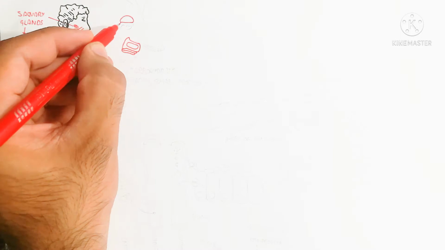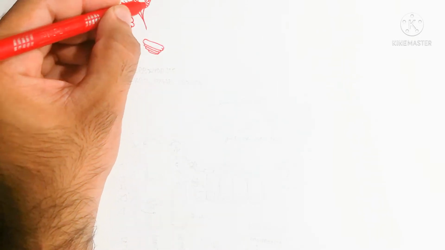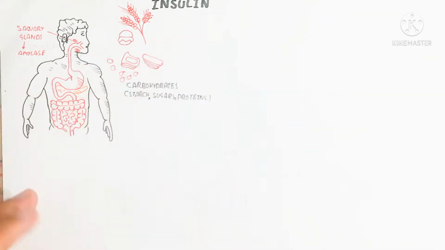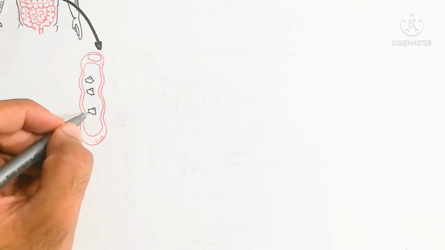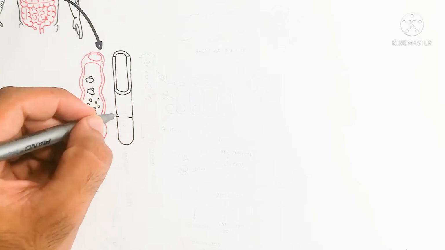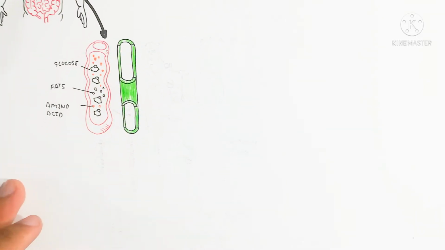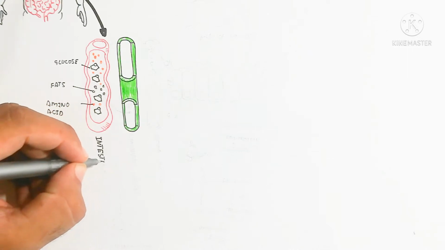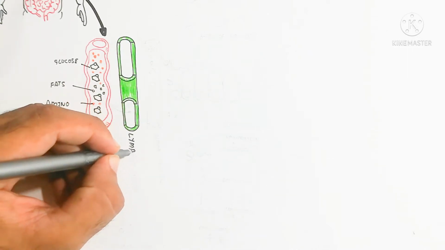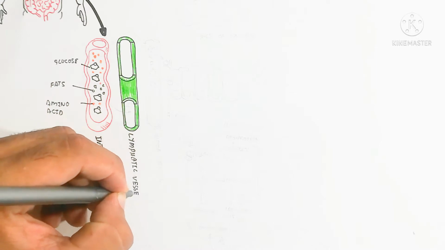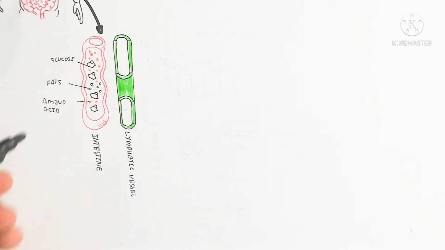The salivary glands produce saliva during eating. So when we eat carbohydrate, starch, sugar and protein, the starch will be semi-digested in the oral cavity through the salivary glands. These salivary glands convert amylopectin into amylose, and this is due to the amylase enzyme.